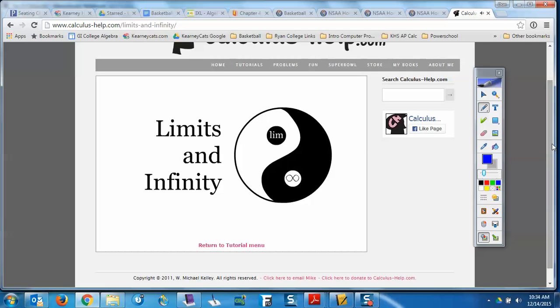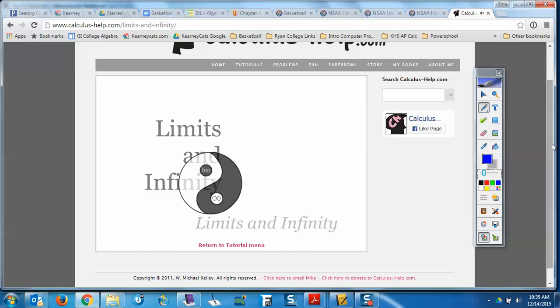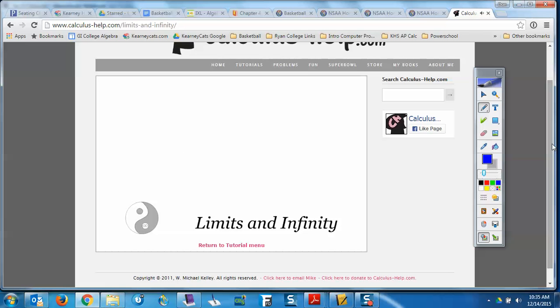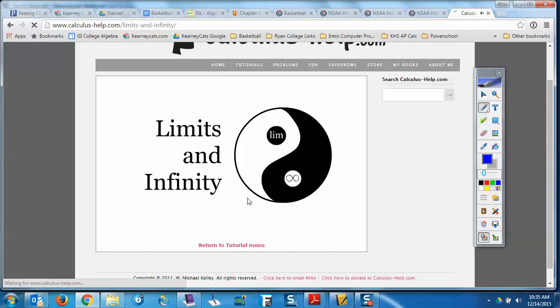Between limits and infinity. As you calculate various values of f and evaluate different functions, you can come across some bizarre things. In this section, we'll delve into the mysterious and ancient relationship that exists between limits and infinity.